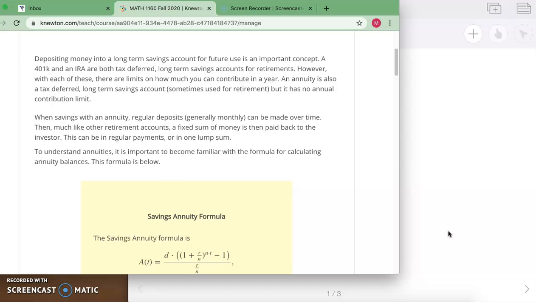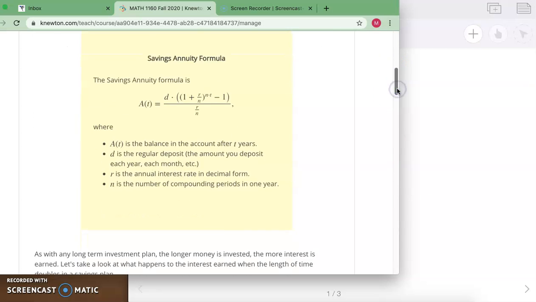Those are long-term investment accounts that have a limit on how much you can contribute annually. Another type of long-term investment account is called an annuity. An annuity is very similar, but it does not have a limit to how much you can contribute every year. So let's really quickly take a look at the formula for savings annuities.